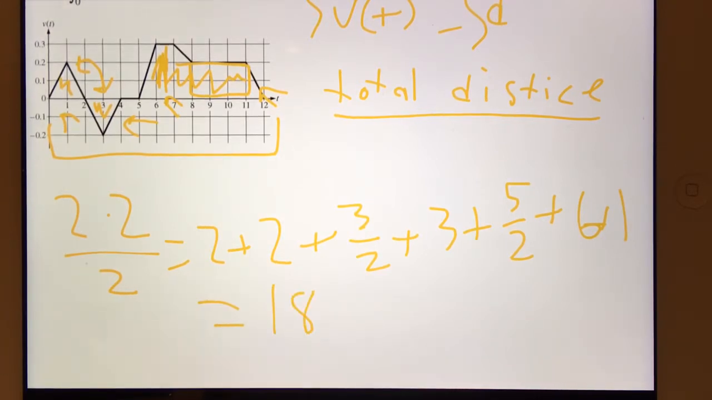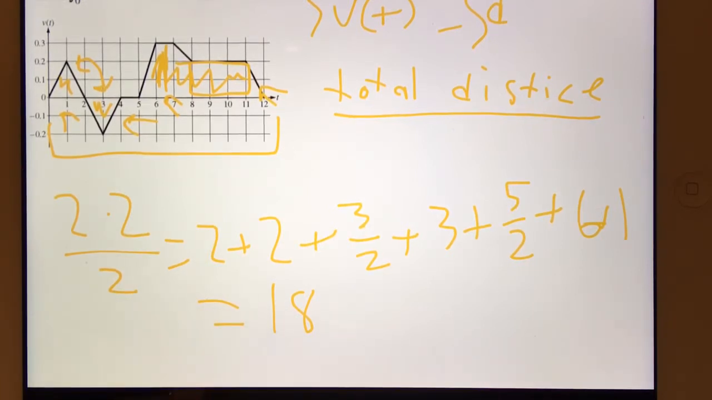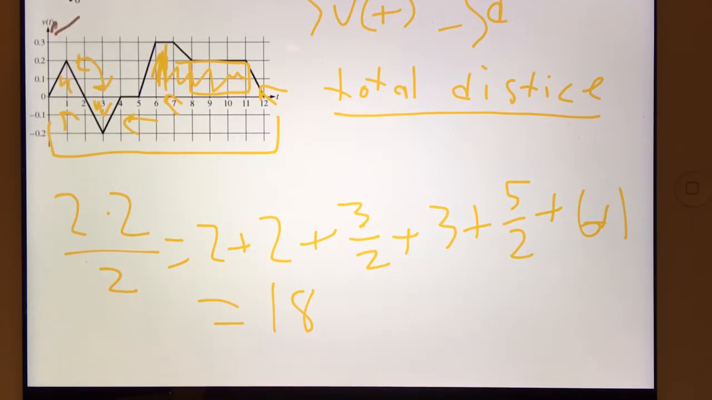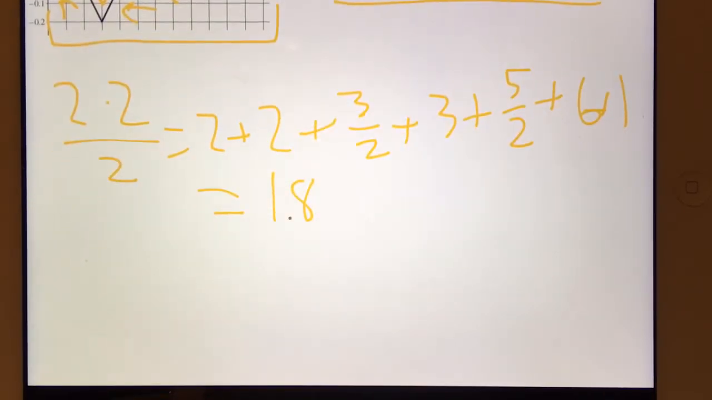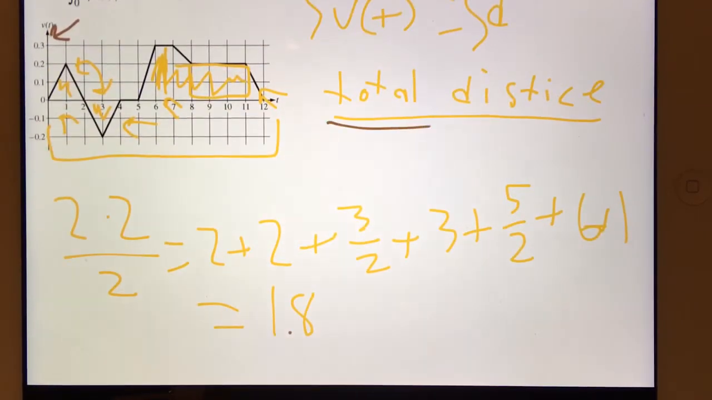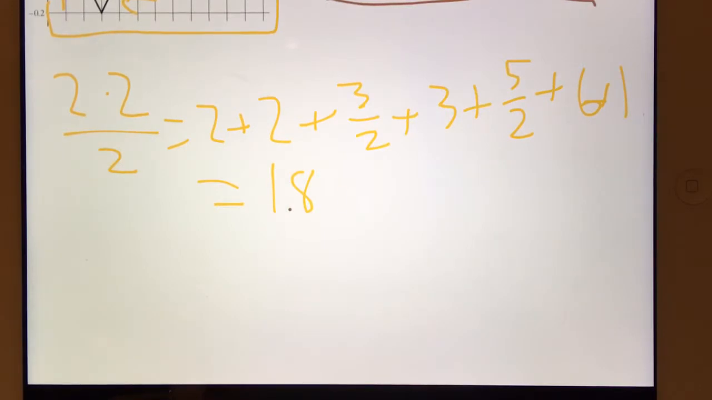But, and this is what tripped me up, this is not in miles, this is in tenths of a mile. So this is tenths. So she has ridden a total distance of 1.8 miles.